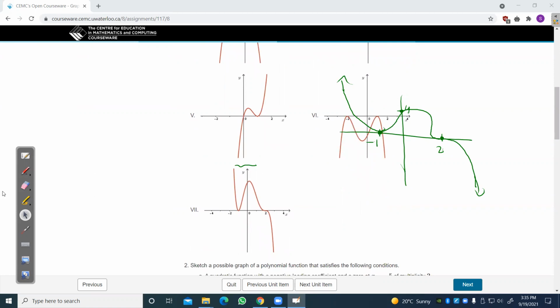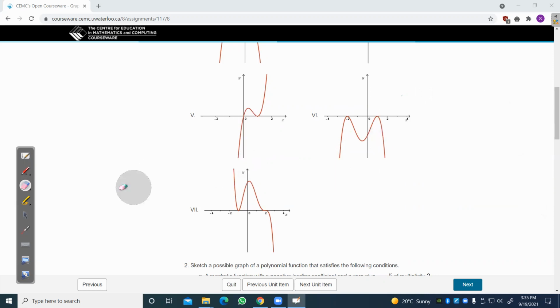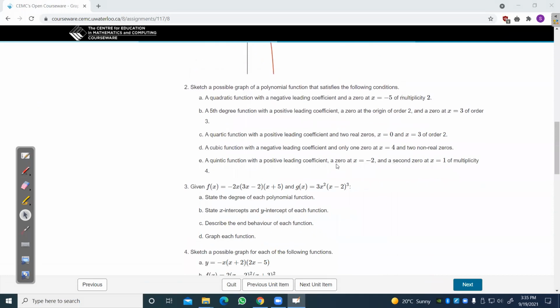That makes sense? So if it's a cube, there's always a point of inflection? Correct. If the factor is cubed, that's a point of inflection. Is it only for cube, not for anything else? Yes, nothing else.